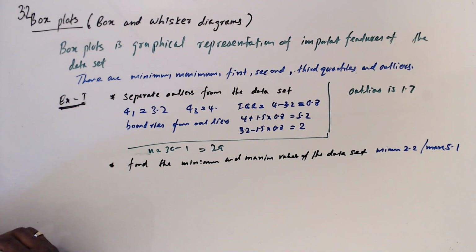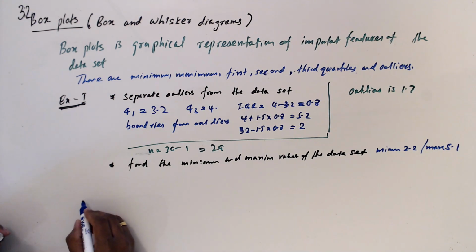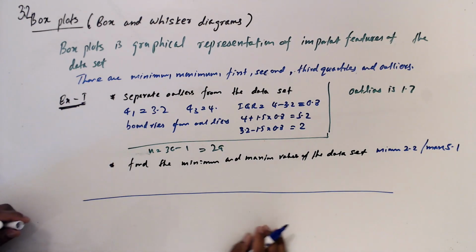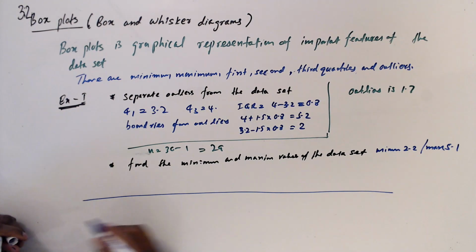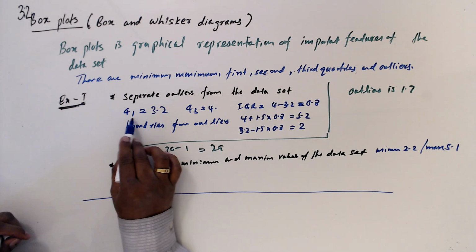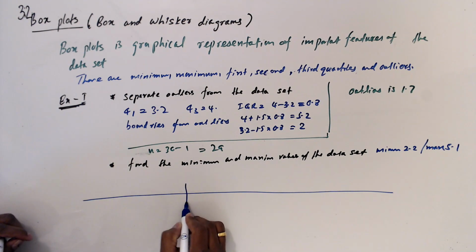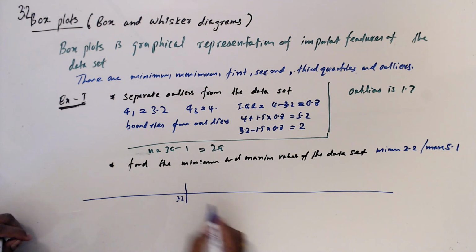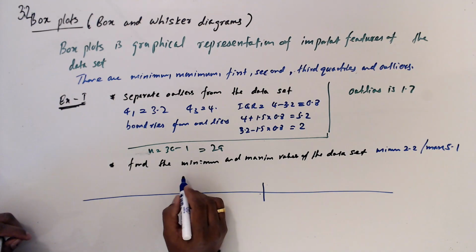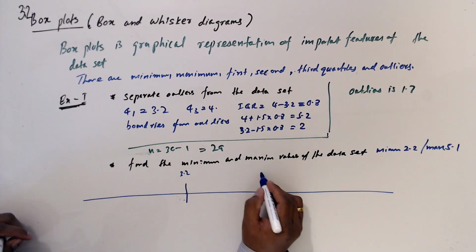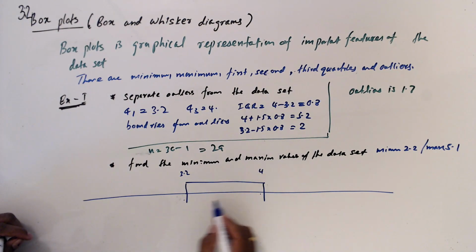Now we can draw the box plot. First of all, we need the number line. This is the number line. The first line goes on the number line at Q1, 3.2. So I'll draw this 3.2 line. And the other value is Q3, that is 4. So I write here 3.2, and the other value is 4. And we complete the box now.